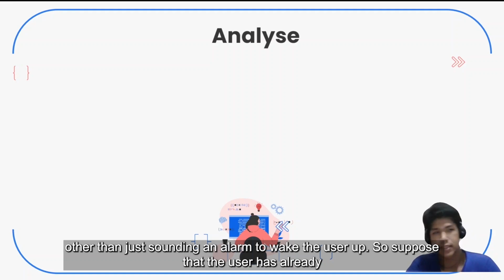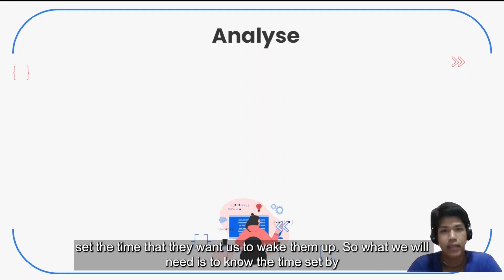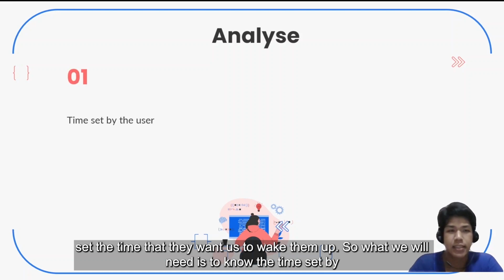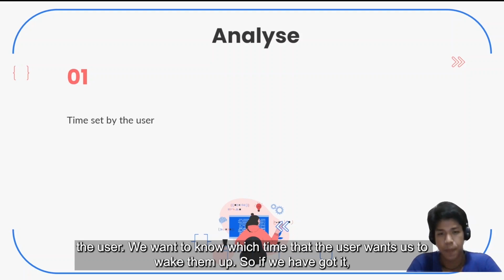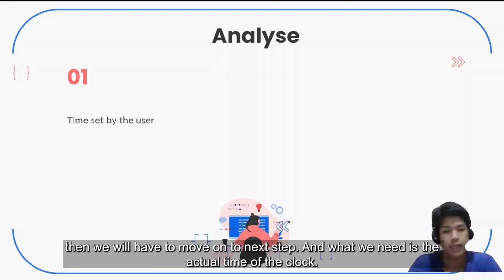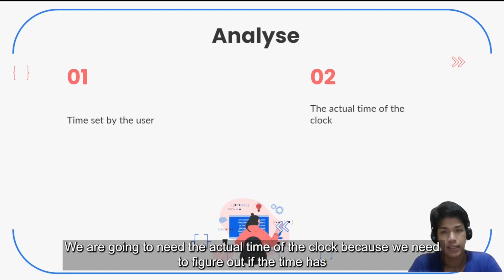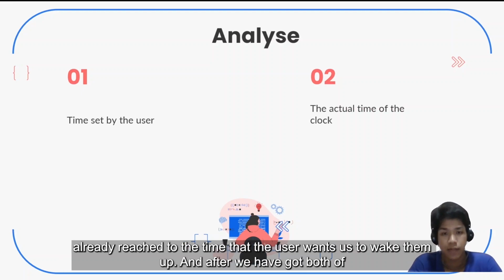So suppose that the user has already set the time that they want us to wake them up. So what we will need is to know the time set by the user. We want to know which time that the user wants us to wake them up. So if we have got it, then we will have to move on to next step. And what we need is the actual time of the clock. We are going to need the actual time of the clock because we need to figure out if the time has already reached the time that the user wants us to wake them up.